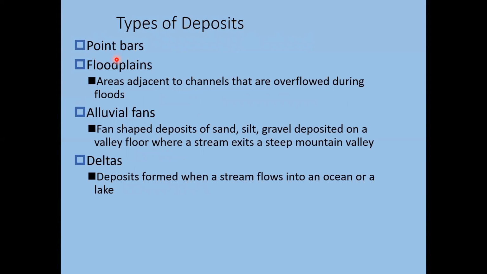So we've already seen point bars, then floodplains, alluvial fans. These are the fan-shaped deposits of sand, silt, and gravel deposited on a valley floor where a stream exits a steep mountain. Again, they're kind of like deltas, except they're in desert regions. Deltas are deposits that are formed when a stream flows into an ocean or into a lake.